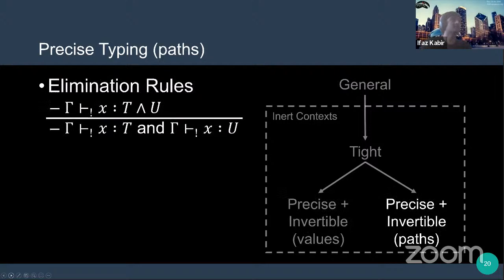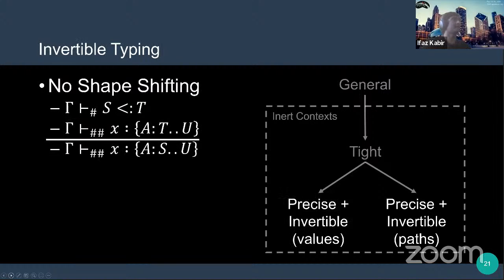Precise typing for paths only uses elimination rules. So if x has the intersection type of T and U, then individually x has type T and x has type U. Invertible typing is just typing without any sort of shape shifting. So you'll have rules such as this: if gamma says that S is a subtype of T and x has some object type with type member A with bounds T and U, then x also has the type of type member A having a lower bound of S and upper bound of U.